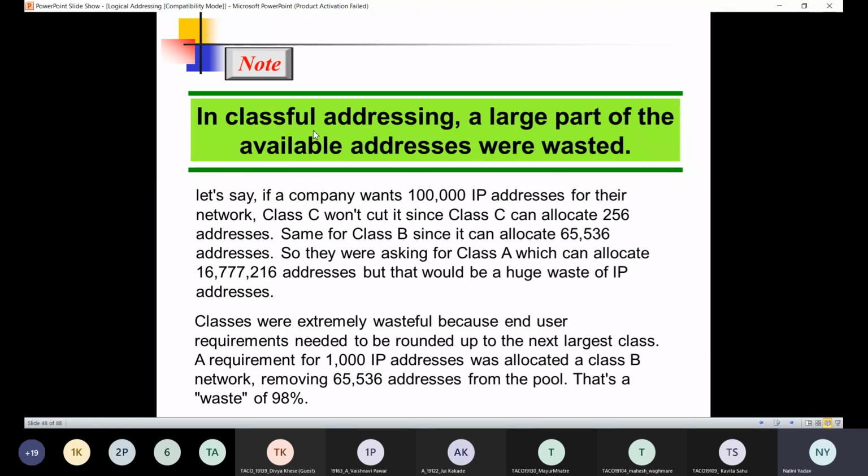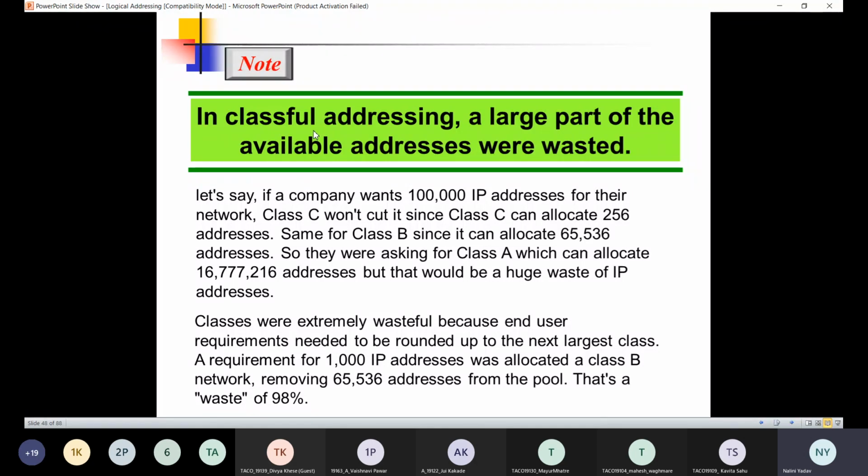At least 1 network has to be provided to one organization. So all the remaining IP addresses will just be wasted. They cannot be reused. All remaining IP addresses will be wasted in this case. So now you must have got a picture of how IP addresses in the classful addressing scheme are wasted.